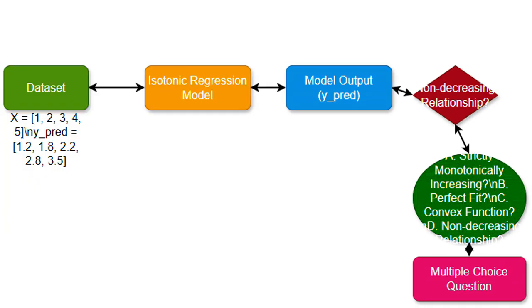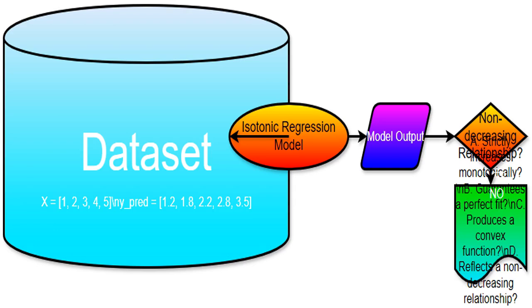This is the overall goal: to evaluate the performance and characteristics of the isotonic regression model using the given dataset. It involves examining the output and checking if it aligns with isotonic regression properties. I'm given a dataset with input values, x, equal to 1, 2, 3, 4, and 5. The corresponding predicted values, y_pred, from an isotonic regression model are 1.2, 1.8, 2.2, 2.8, and 3.5, respectively. This is the data I'll use to evaluate the model's properties.